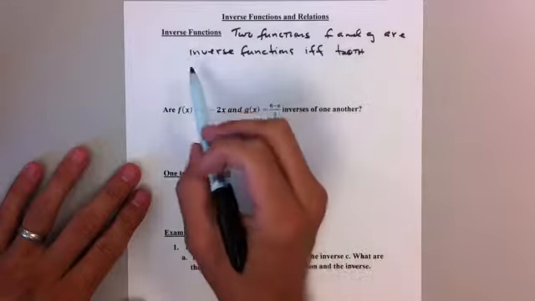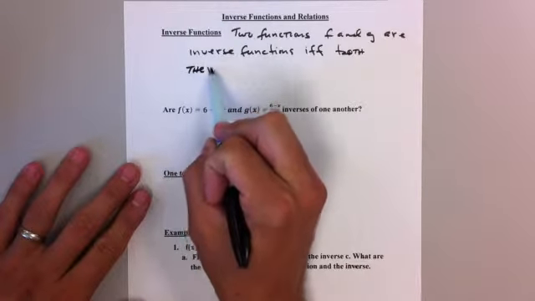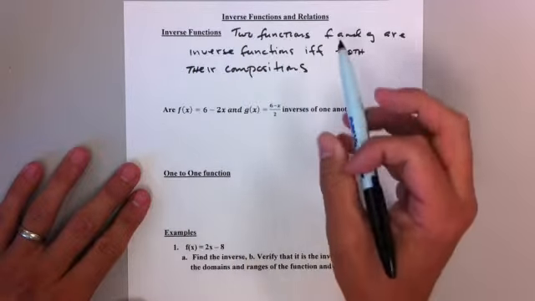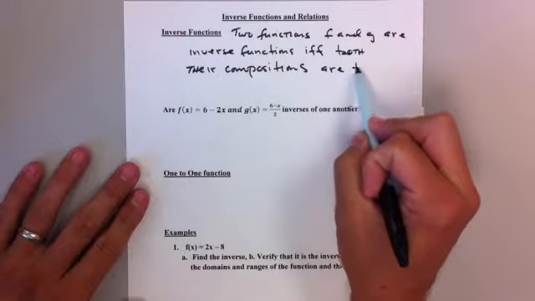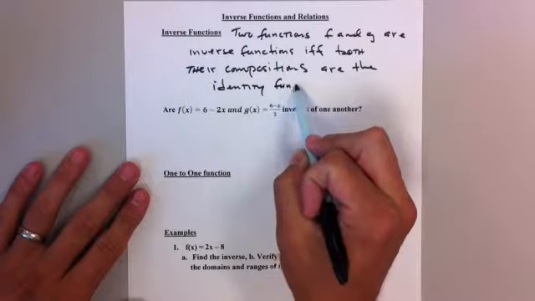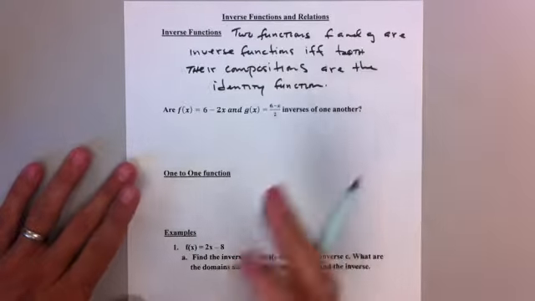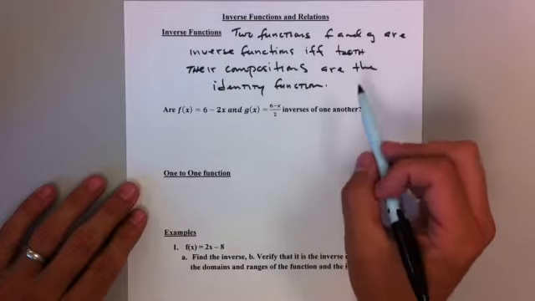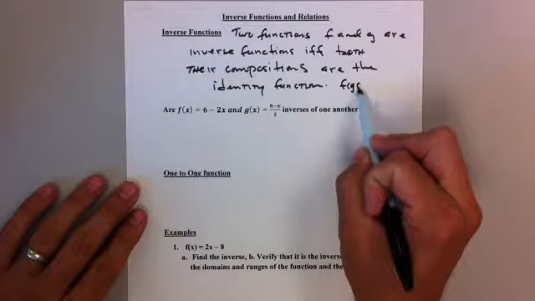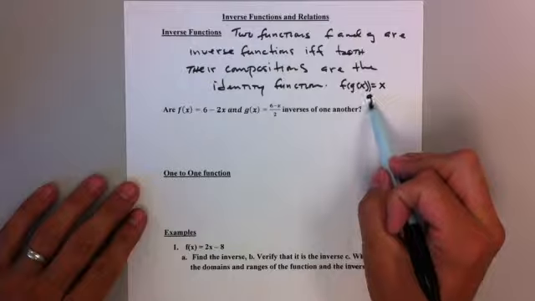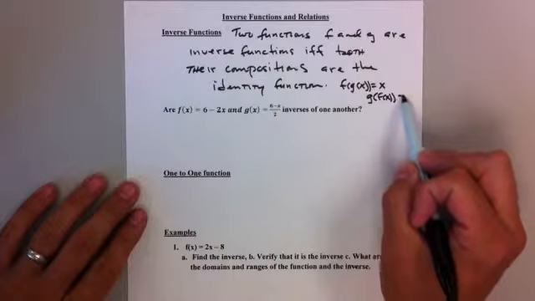both their compositions are the identity function. Okay. Which sounds complicated, but in reality it isn't. And all that means is if you were to simply go through and do f of g of x, that should equal x, as well as g of f of x should equal x.